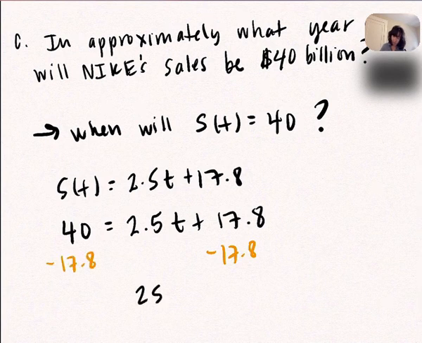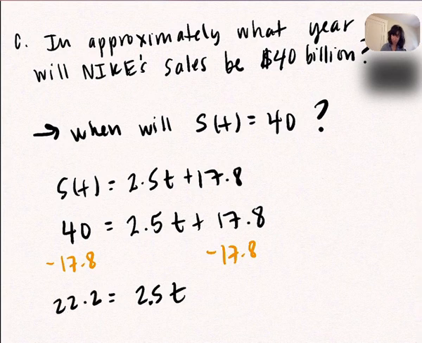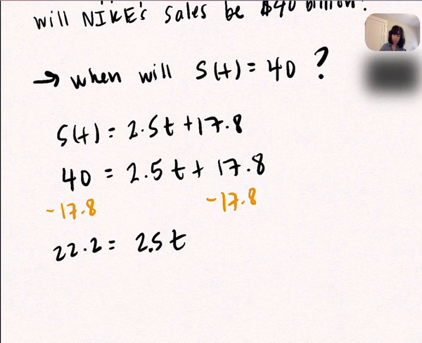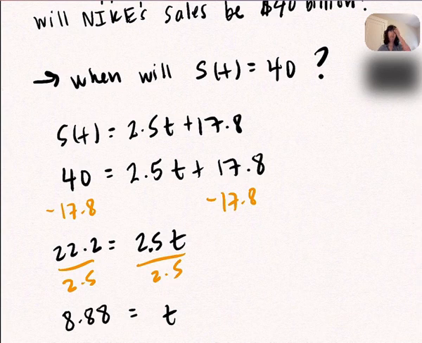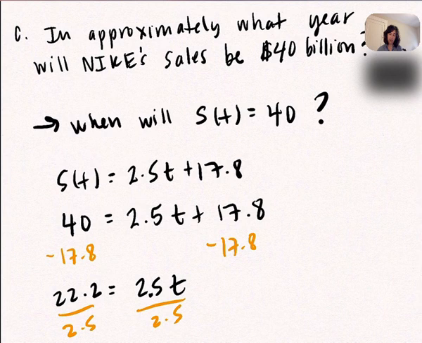So we get, and then if we divide both sides by 2.5, we're going to get a specific t, 8.88. Okay, now the question was, in approximately what year will Nike sales be 40 billion?